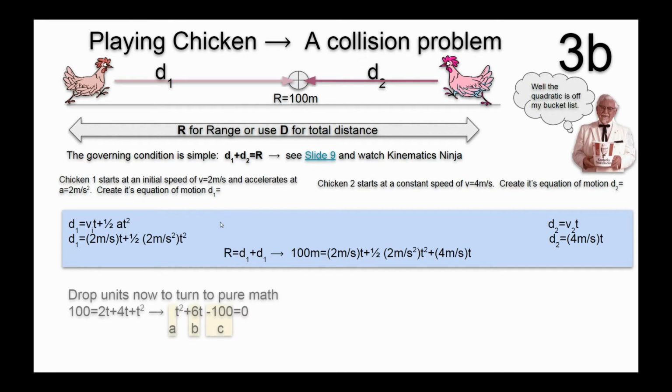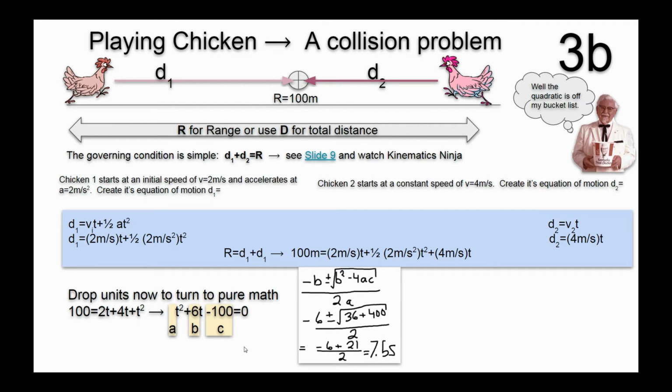So we put this through our pipe, and when we recollect all these terms, you're going to get a quadratic: 100 equals 2t plus 4t squared equals t squared. You rearrange, and there's your values, 1, 6, and negative 100. You put it in the quadratic, you get 7.5 seconds for the chickens to collide.